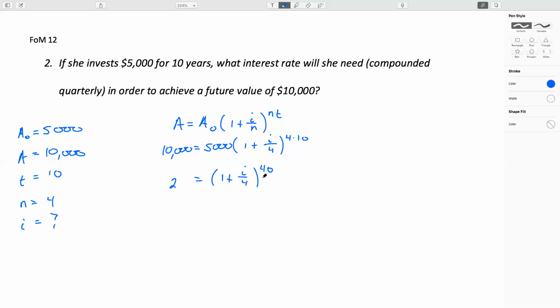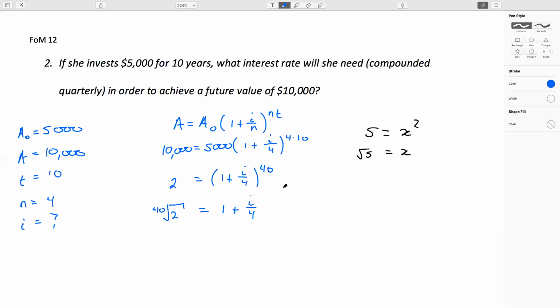Now, we've got to get rid of this exponent, and in order to do that, we have to take a root. Think about this as being similar to an equation like 5 equals x squared. We need to get access to the x, so we would take the square root of 5 to get there. It's the same thing. This is your x, but it's not a squared this time. It's to the power 40. So we have to take the 40th root of 2. 40th root of 2 equals 1 plus I over 4.